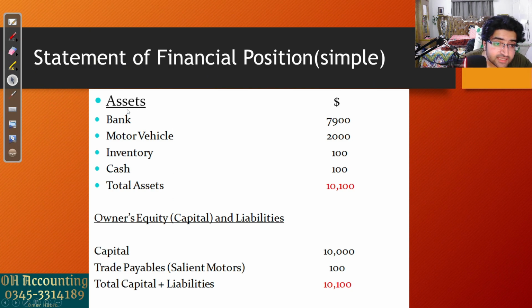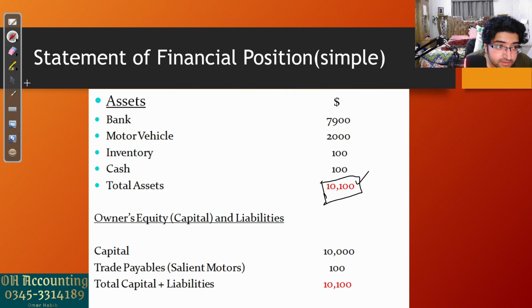This is how you will do it. You will write down assets and then you will list all 4: bank 7,900, motor vehicle 2,000, inventory 100, and cash 100. When you add all these, you will get total assets, which is 10,100.